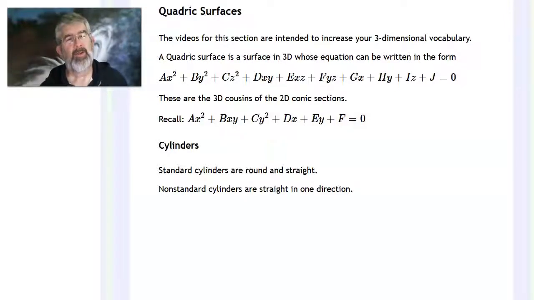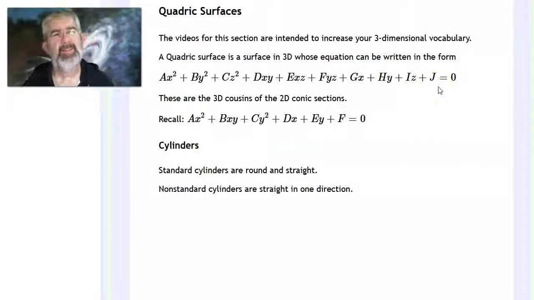Now, the set of surfaces we're going to focus on here in this section is what are called quadric surfaces. And quadric surfaces are surfaces whose equations can be written in this form: ax squared plus by squared plus cz squared plus dxy plus exz plus fyz plus gx plus hy plus iz plus k equals 0. Okay. This is essentially the three-dimensional cousins of the conic sections that you may have done in a pre-calculus class.